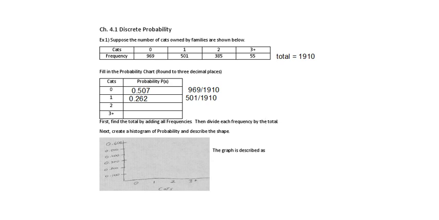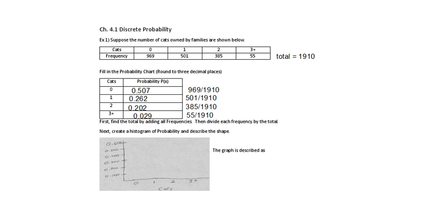Next, we will do 385 divided by 1,910. And that's equal to 0.202. And finally, we can do 55 divided by 1,910. And that's equal to 0.029. Okay, so as of right now, our frequency chart is complete.